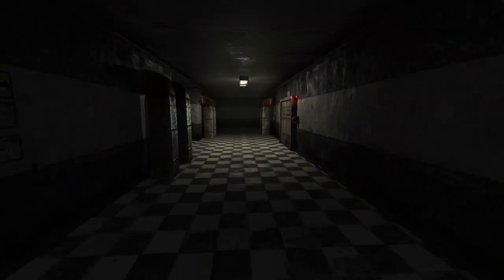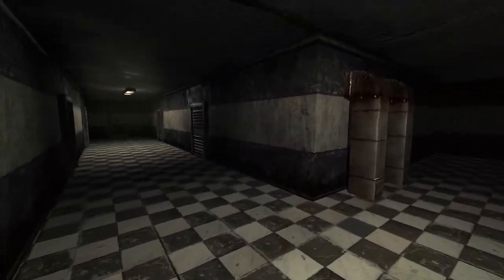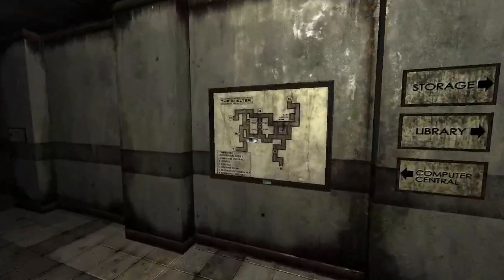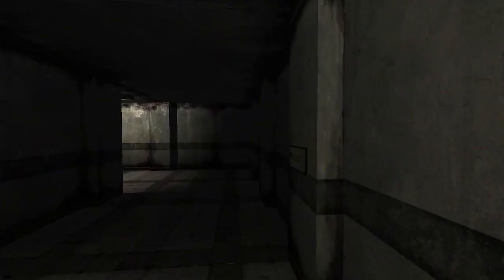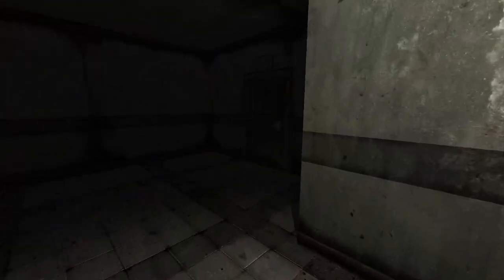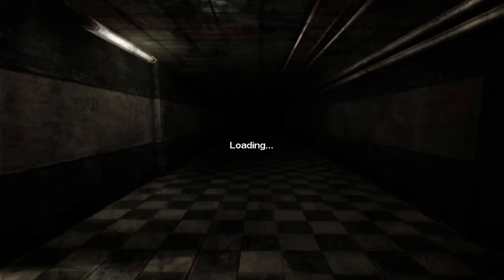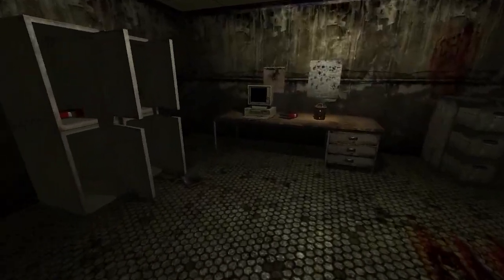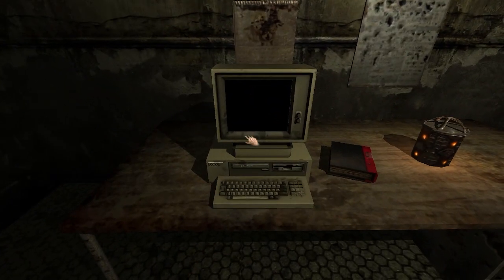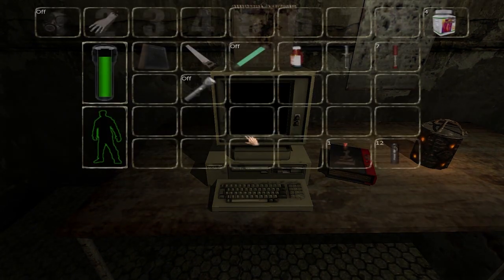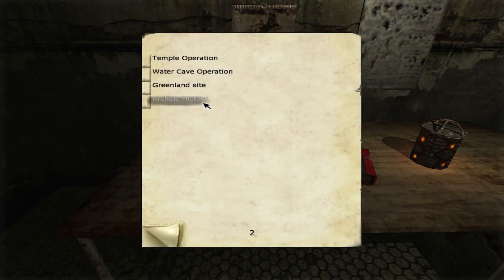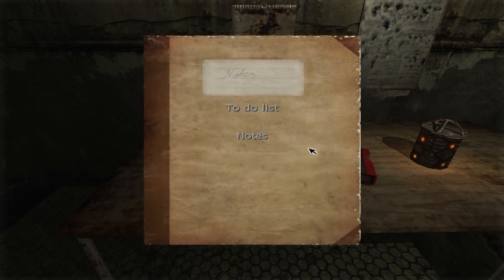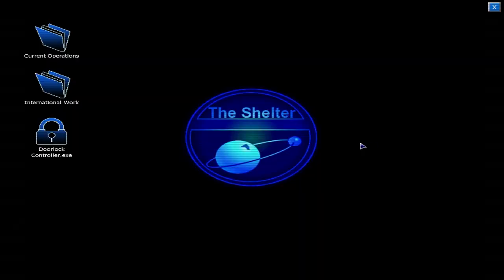Interesting. I don't know where he came from. Kind of a bit interesting, I guess. Let's go activate this thing. Should be the computer room here. .3061, right? Yep, 3061.